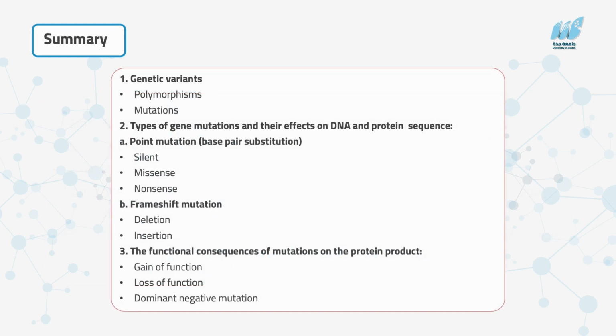In summary, we have talked about genetic variants, which include polymorphism and mutation, the types of gene mutation and their effect on DNA and protein sequence. We also talked about the functional consequences of mutation on the protein products.